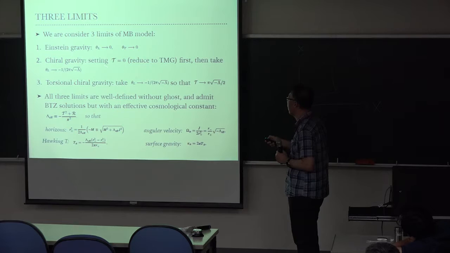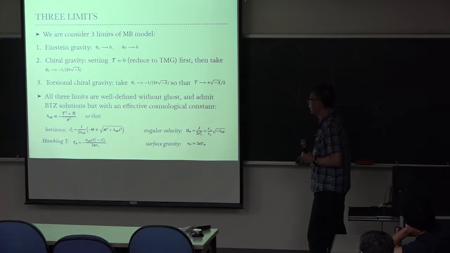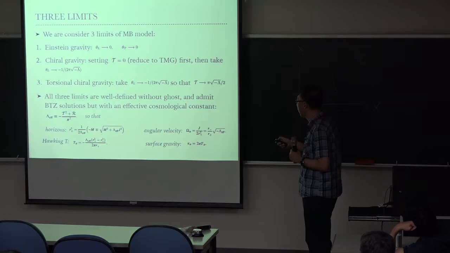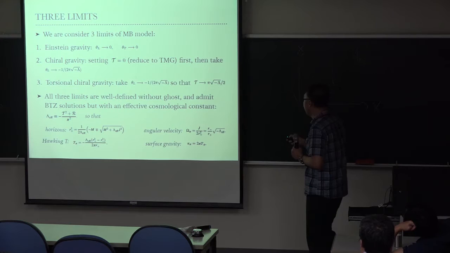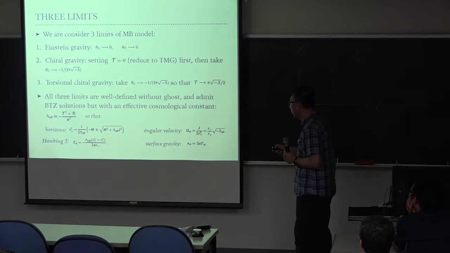In this case, we need to set the torsion equal to zero, and we need to go to a critical point. Otherwise, we have ghosts. So we go to this critical point, and we don't have ghosts. The other one is the torsional chiral gravity, where we do it the other way around. We take this limit first, go to the critical point first, and we find that in this case the torsion is not equal to zero. So the order of limits is important.